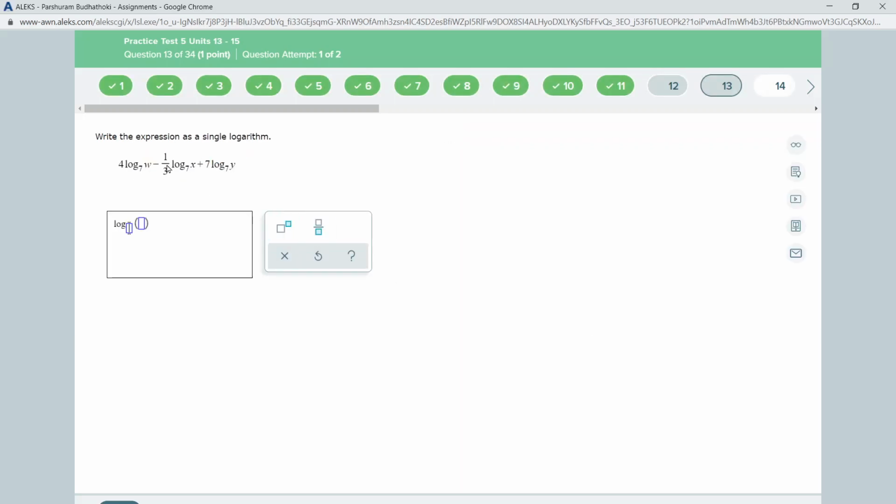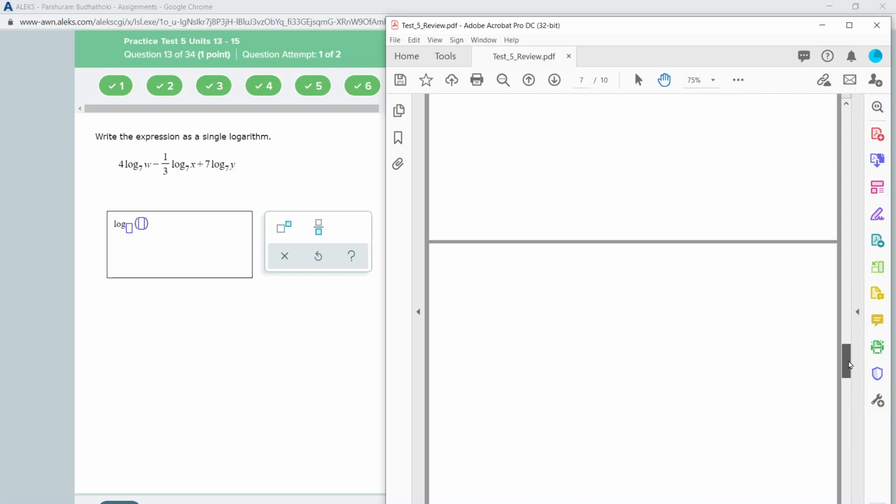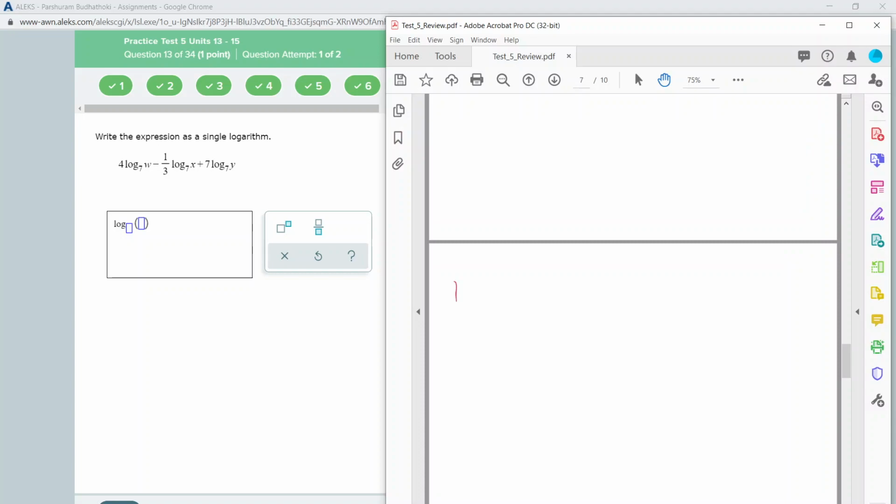Okay, here we have to combine. So to combine, you have to see what is the minus and what is the plus. If there is a minus, you also have to bring that number from the front to the exponent. So I'm going to do this problem. It's problem 13. Before using any quotient rule or product rule, you have to use the power rule here. And don't forget that the base of each of these log functions should be the same, otherwise you cannot combine them.